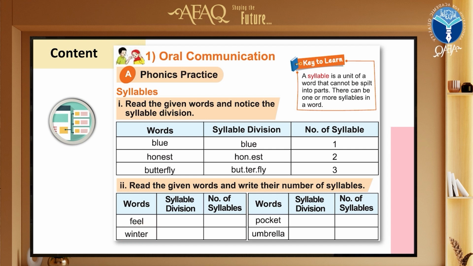Then winter. Let's see how many syllables it has. Let's break it down. Winter. Two syllables because it is broken down into two parts. Write it into the parts just like it is written above in the example and then write two with that. And this way you are going to do the remaining words.